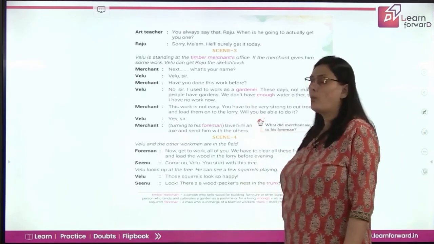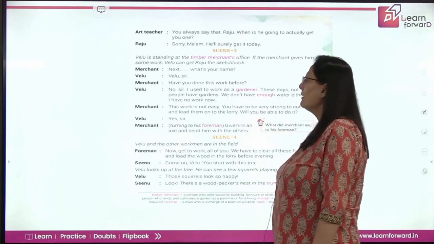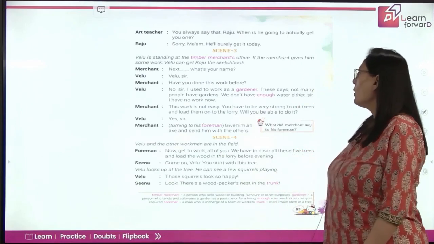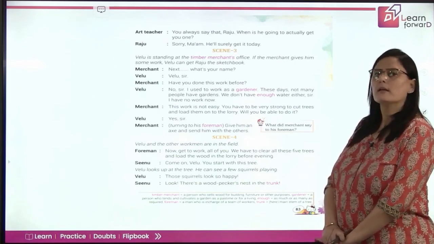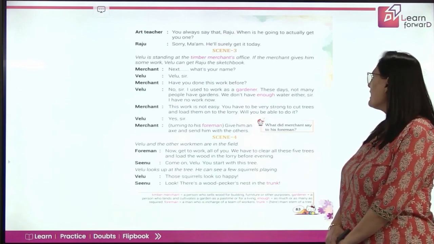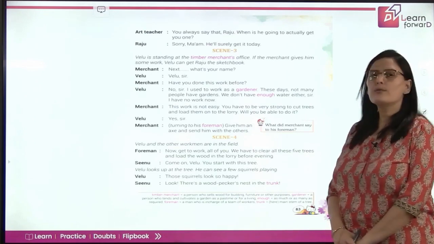Merchant: Next, what's your name? Velu: Velu, sir. Merchant: Have you done this work before? Velu: No, sir, I used to work as a gardener. These days, not many people have gardens. We don't have enough water either, sir. I have no work now.